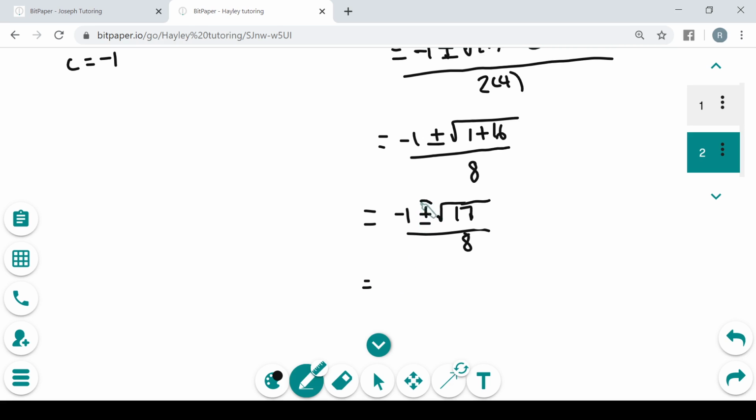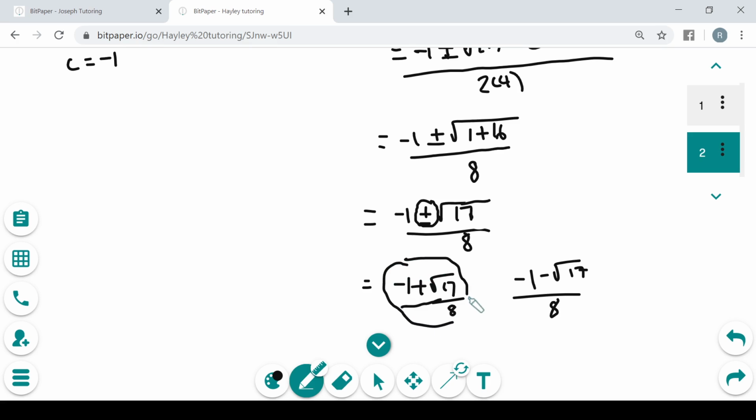This is plus or minus, so that means there are going to be 2 answers here. We have negative 1 plus the radical of 17, the whole thing divided by 8. And then we have our other answer, which is negative 1 minus the radical of 17, over 8. We can't simplify that any further, so these would be your 2 answers in the most simplified form.